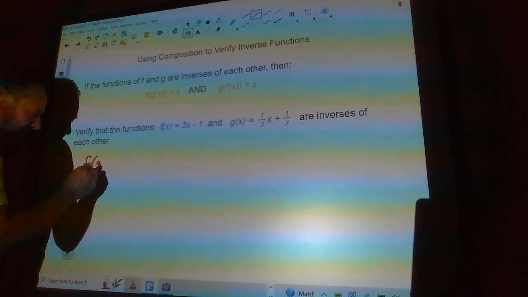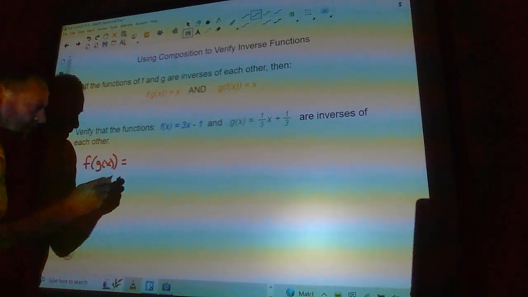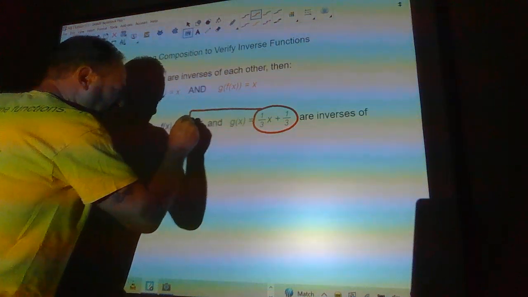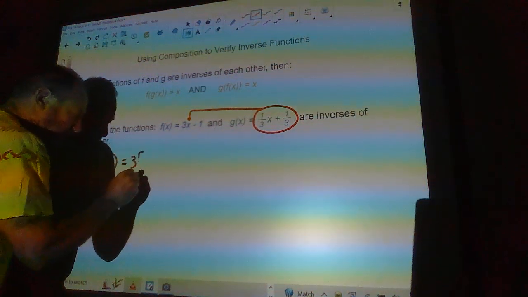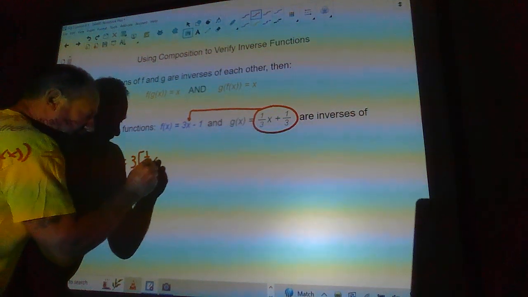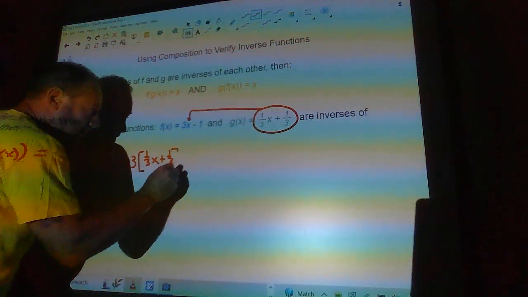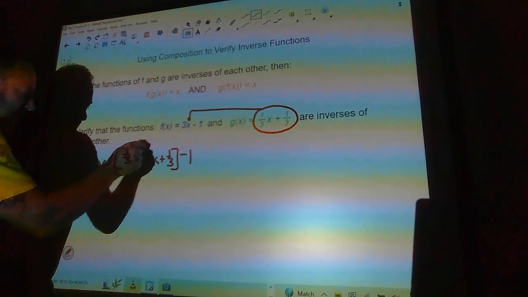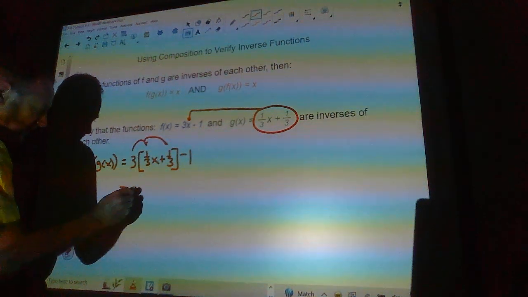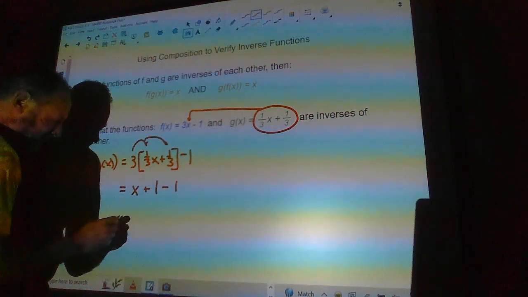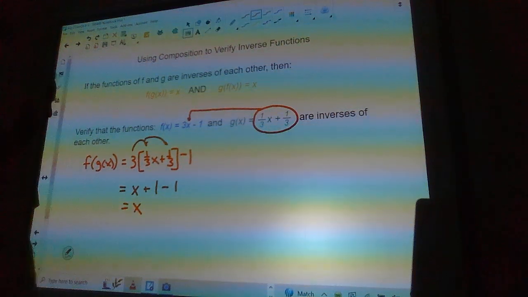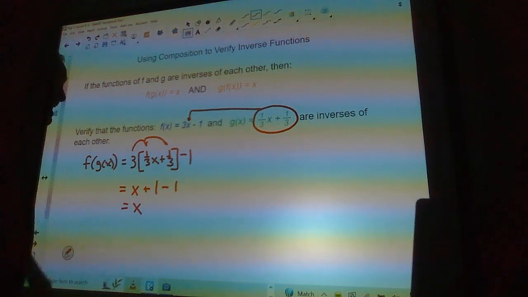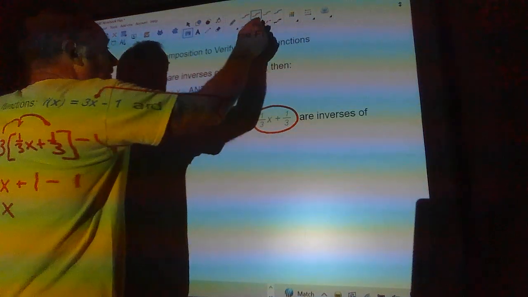So I'm going to find f of g of x. That means I'm going to take g of x and plug it into f of x. So I'm going to get 3 times 1/3 x plus 1/3 minus 1. I'm going to go ahead and distribute this in here, and I'm going to get x plus 1 minus 1. The 1's cancel out and I get x. Okay? So it is not enough to just do this, though. I have to do the other one as well.